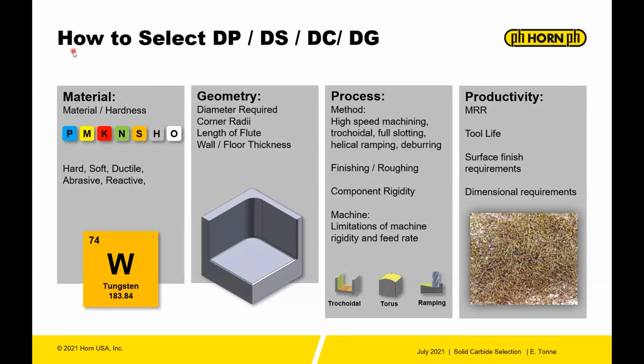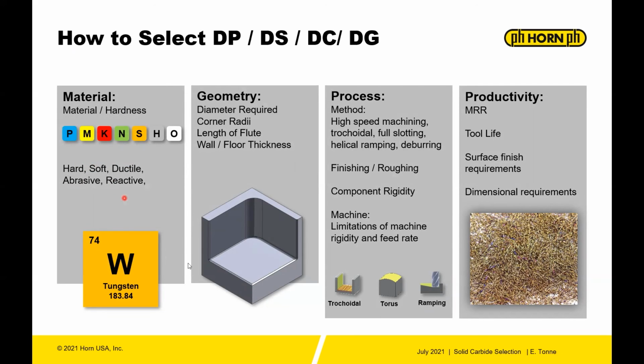So what are some other ways that you select a tool? So material and the hardness is the first thing. Really, that's the first thing to look at. Is it a hard material, soft? Is it ductile? Is it abrasive?